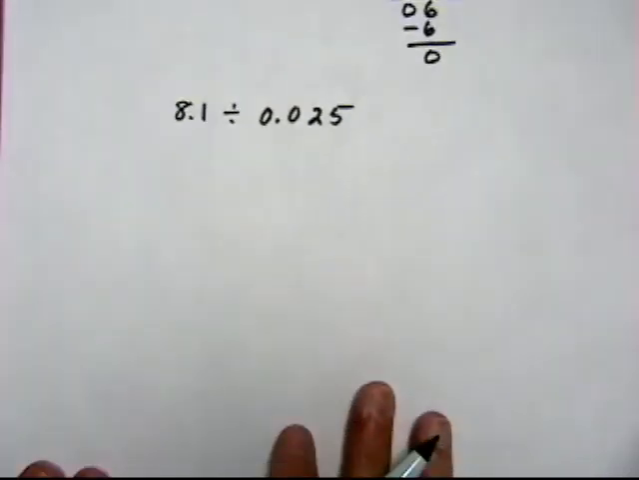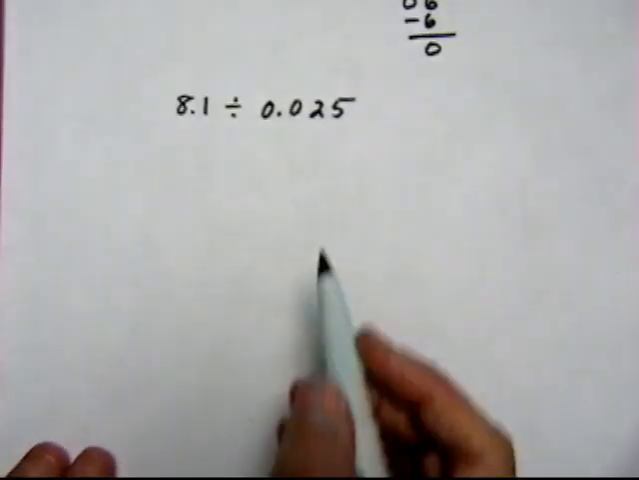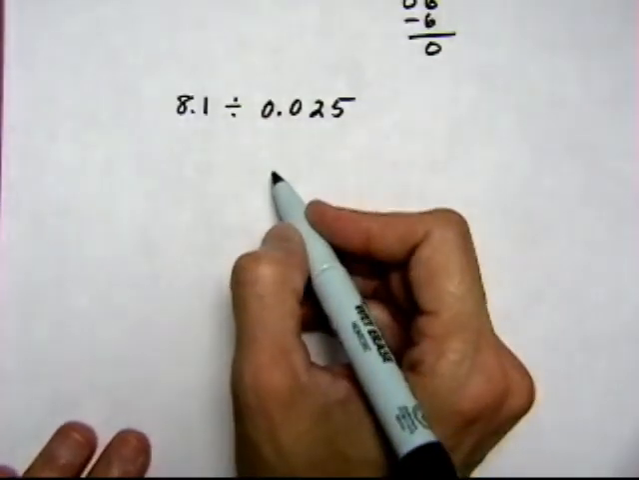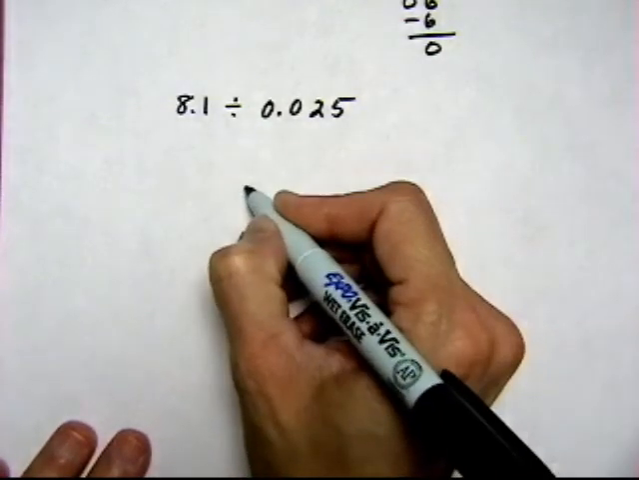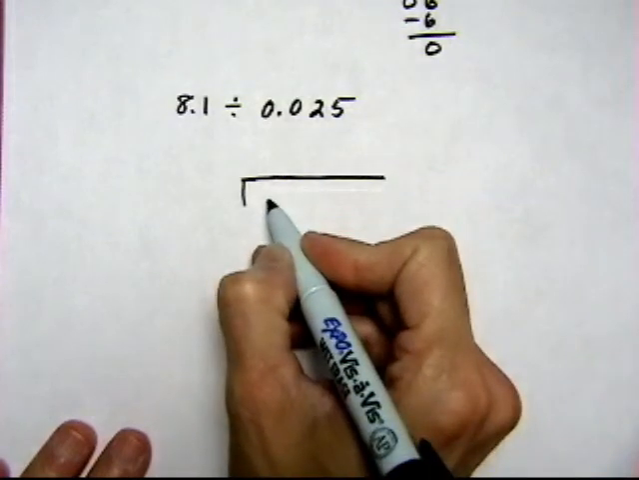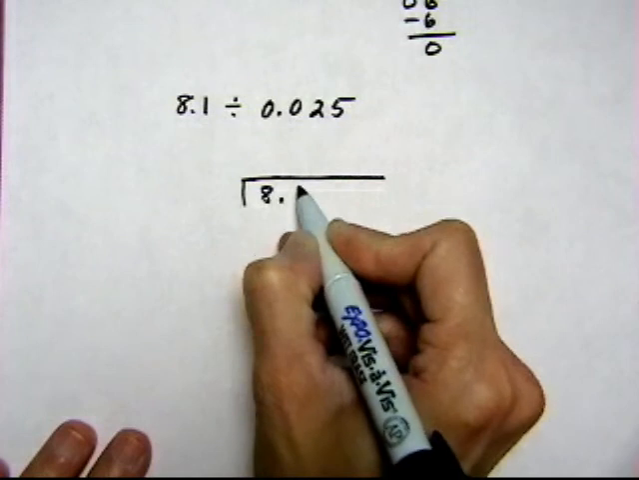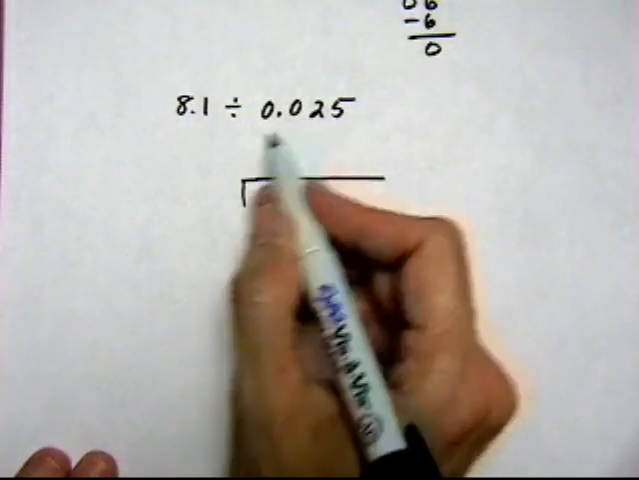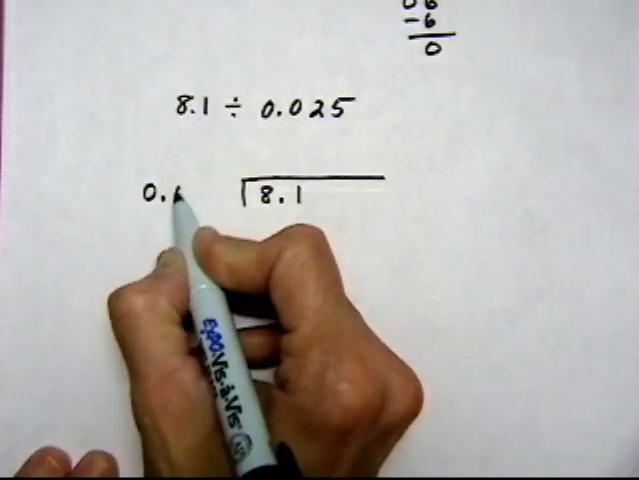And the last one, we have 8.1 divided by 0.025. So the first thing we want to do is set it up as a long division problem. The number being divided goes on the inside, so that would be the 8.1. The number doing the dividing goes on the outside, 0.025.